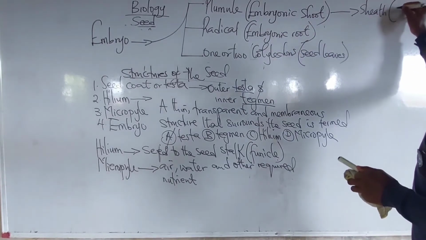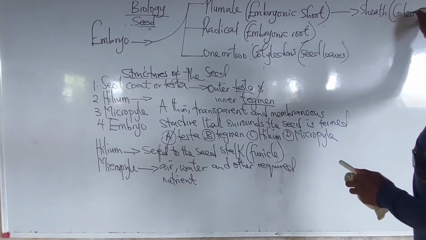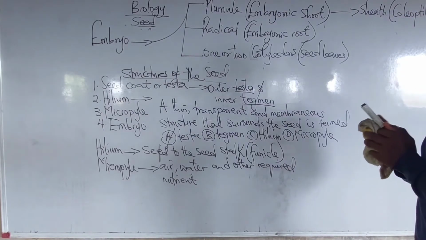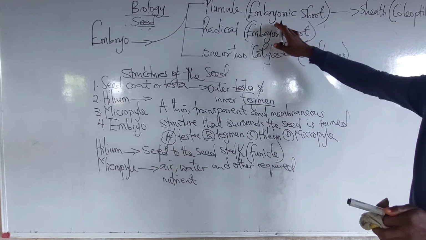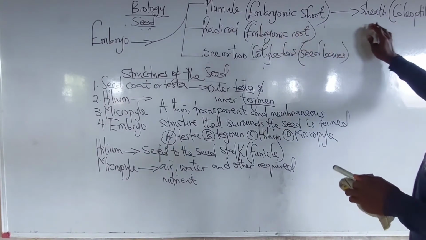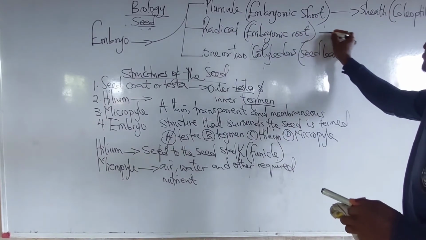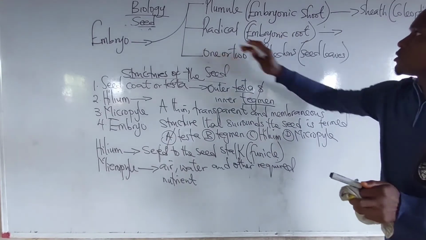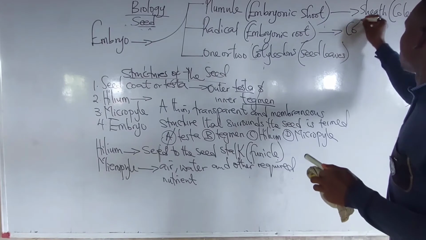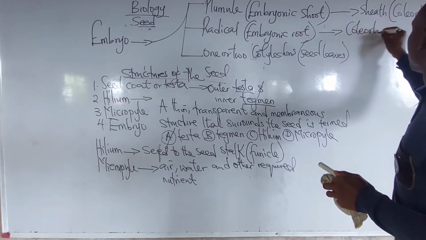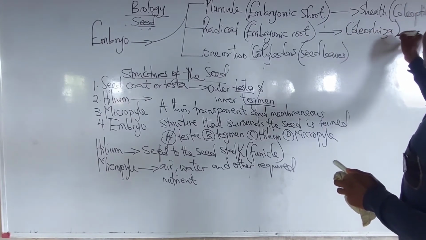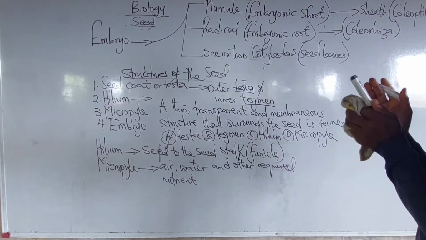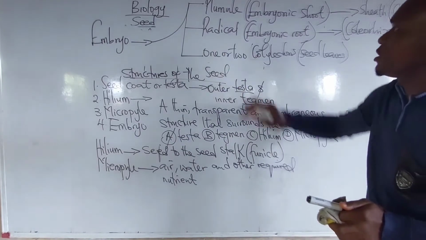Now, the plumule of a seed is protected by a sheath. The sheath that protects the embryonic shoot is called the coleoptile. The sheath that is found covering or protecting the plumule or the embryonic shoot is called what? The coleoptile. Then the one found covering the embryonic roots, otherwise called the radicle, is called the coleorhiza. Alright? The coleorhiza is that sheath, that outermost covering that protects the radicle.